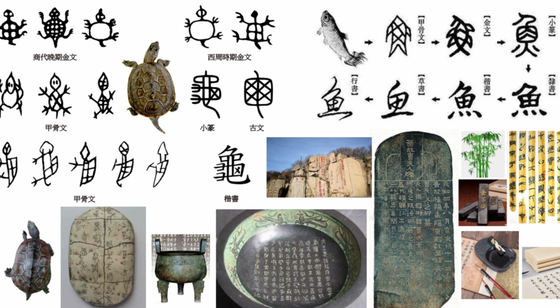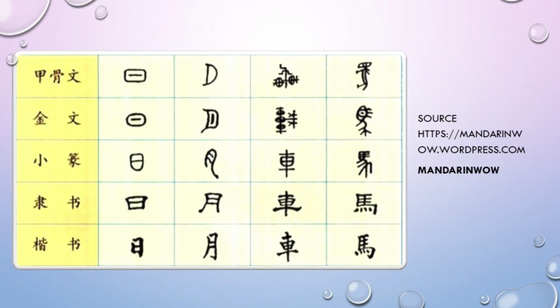From the oracle-bone script, characters evolved into the bronze script, used on ritual bronzes. Then to the seal script during the Qin Dynasty, which standardized the characters. Later, the clerical script emerged during the Han Dynasty, simplifying strokes. Finally, we have the regular script, which is the standard form used today. Now, let's see the evolution.